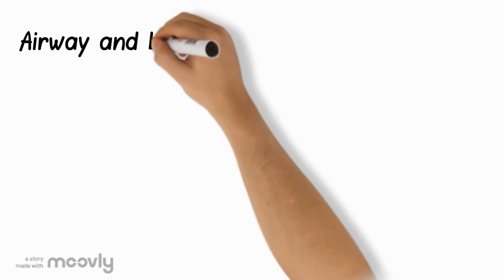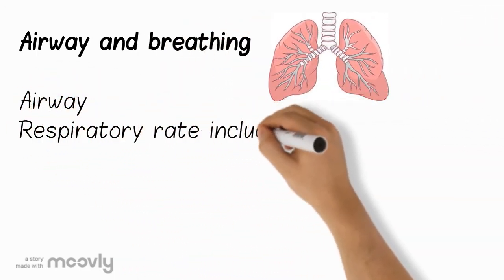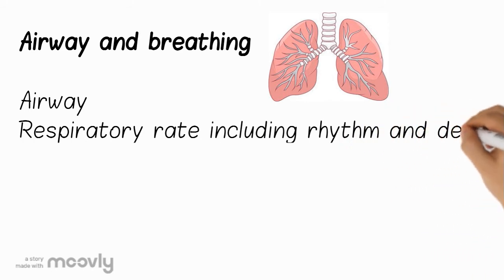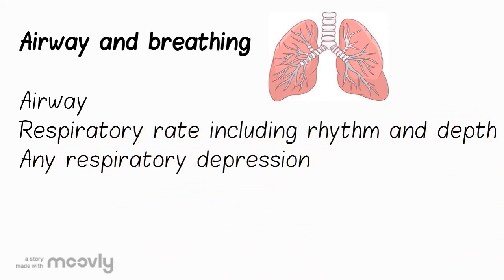Monitoring airway and breathing is essential because this is often the first vital sign to be affected by a change in cardiac or neurological status. Nurses should monitor and document airway, including if there is an artificial airway, the rate and rhythm of breathing, and if there is any respiratory depression, which would be indicated by bradypnea or hypoventilation.